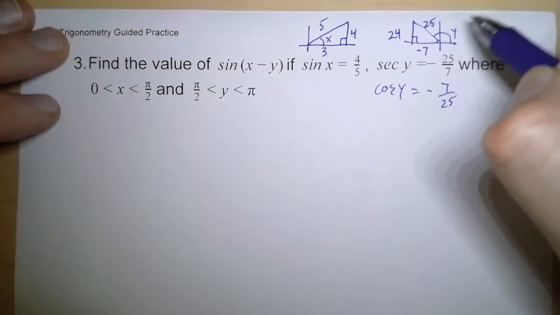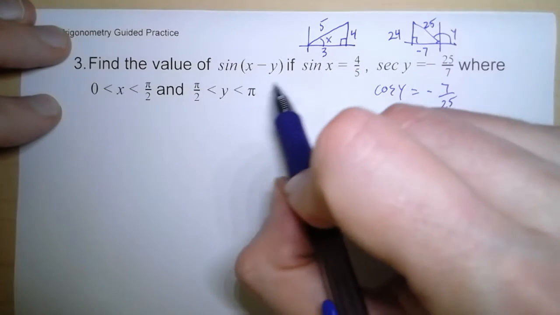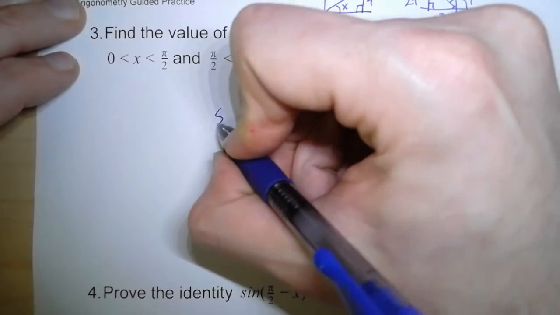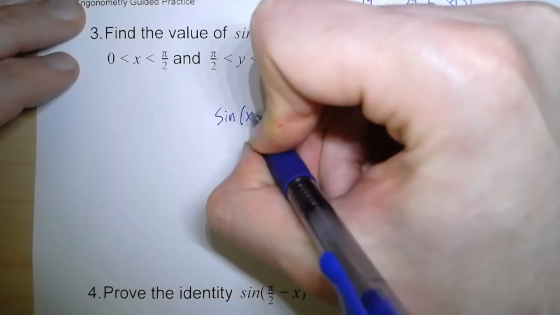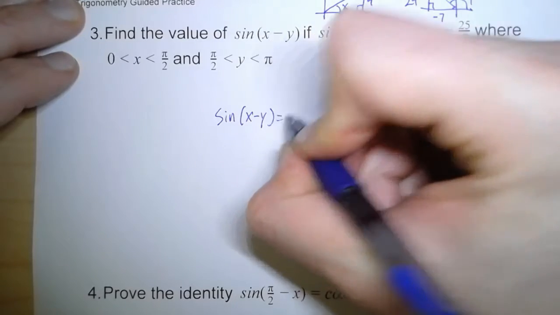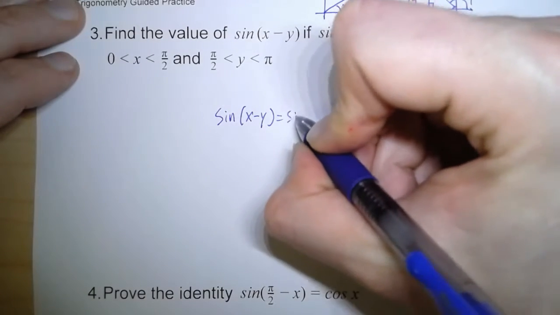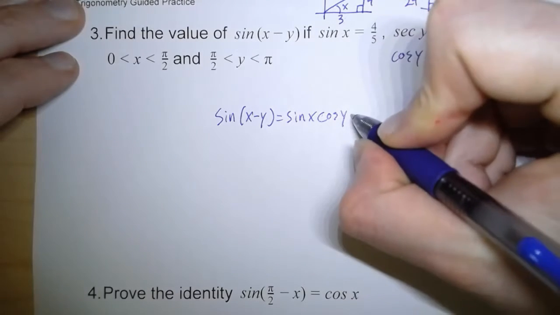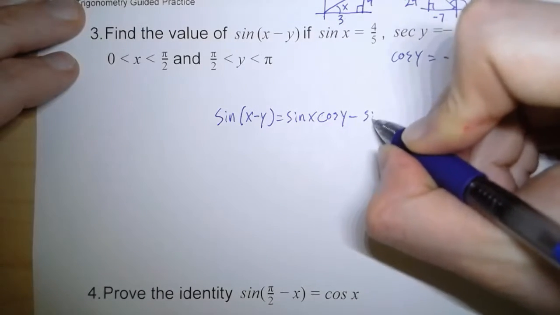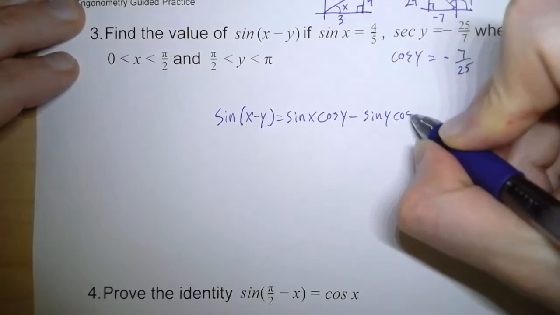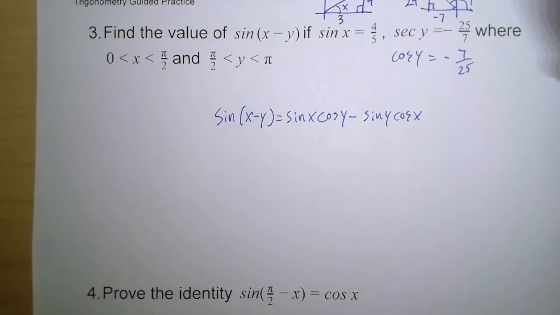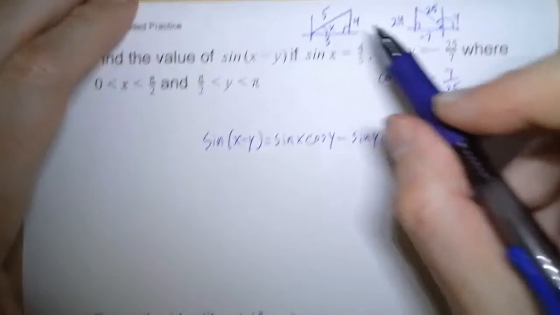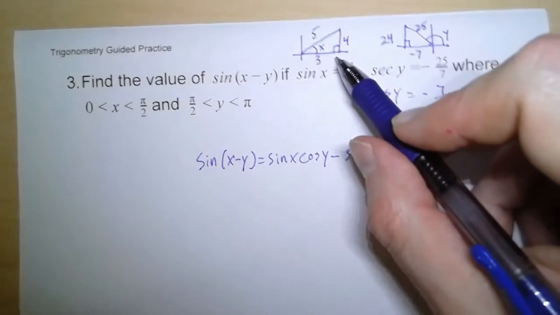So with this information now, we can figure out what this is. Because we don't know what x is, we don't know what y is, but we can apply the sum difference identity. And so this is going to be sine of x cosine of y minus sine of y cosine of x. Now all four of these we can find from our picture that we drew up here.